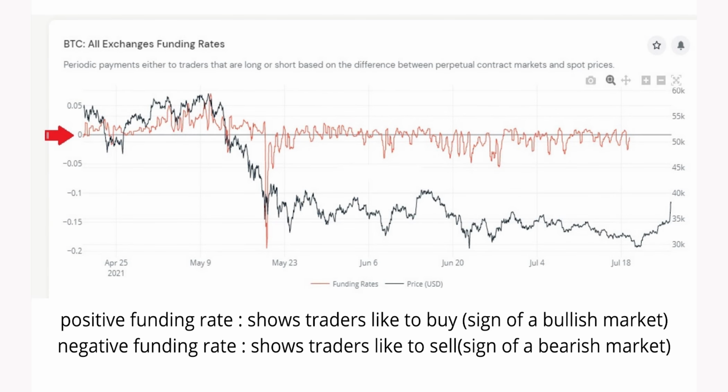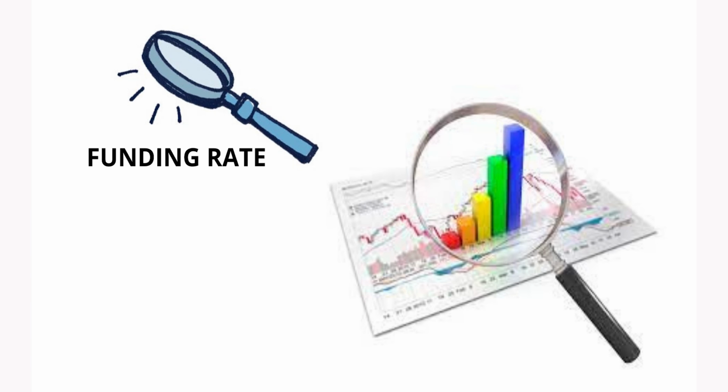And one more thing that you should know is that funding rate fluctuates around the zero line. Positive funding rate shows traders like to buy, which is a sign of a bullish market, and negative funding rate shows traders like to sell, which is a sign of a bearish market. So by checking the amount of funding rate, you can predict the price and analyze the market much better.